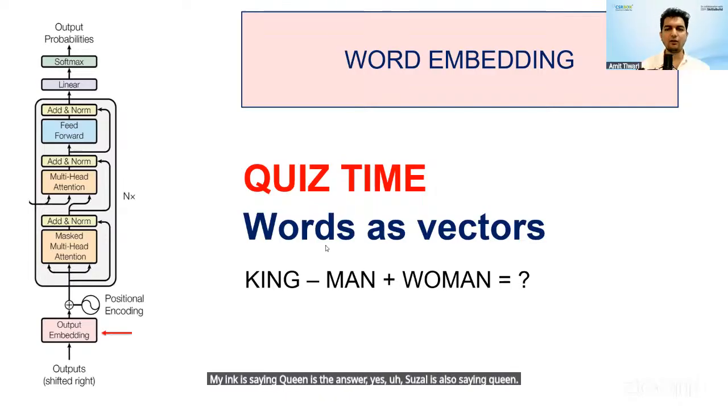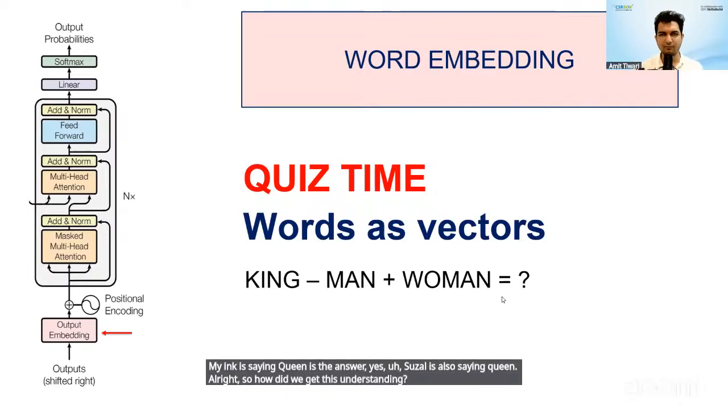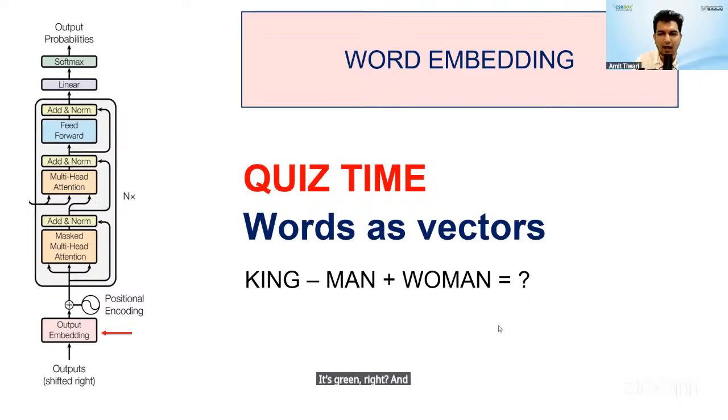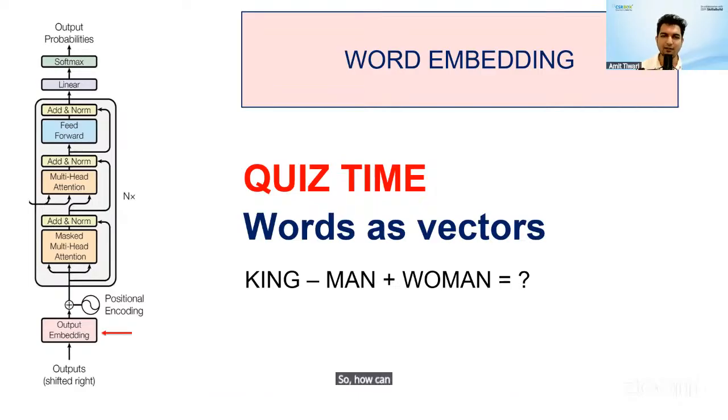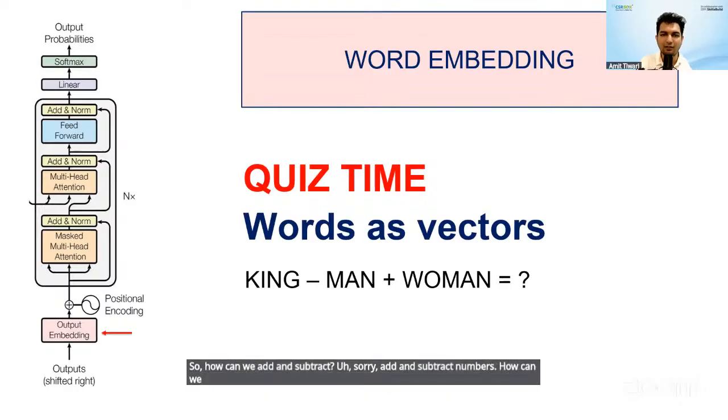All right. So how did we get this understanding? King minus man plus woman equal to what? It's queen, right? And why? How did we do that? How can we add and subtract words? We can only add and subtract numbers, right? Since childhood we have been only adding and subtracting numbers. So how can we add and subtract words is what we think about.